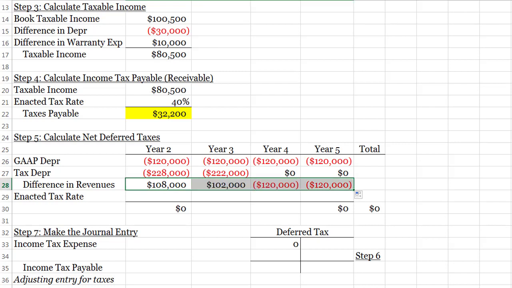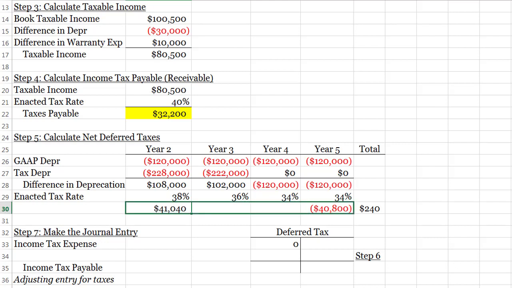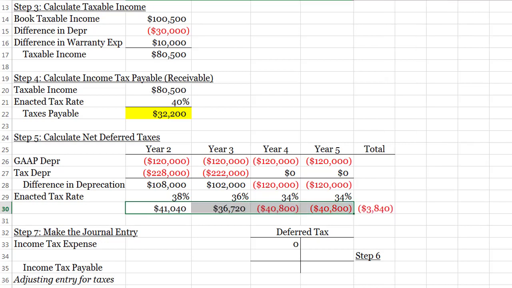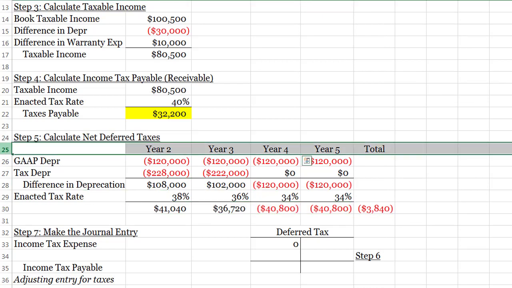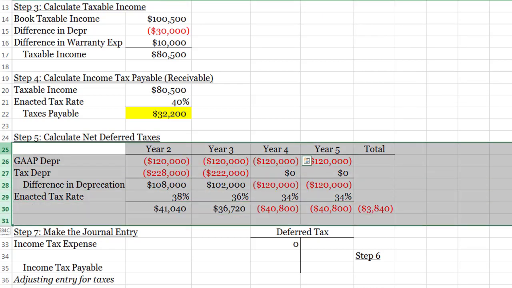Copy this across. There's our differences in revenues. Excuse me, not in revenues. I need to fix that too. This is our difference in depreciation. Our enacted tax rate, it's 40% this year. It's going to drop to 38, 36, 34, and 34. So our net effect for depreciation, once I get my equations all in here, there we go, will be a credit of 38.40.